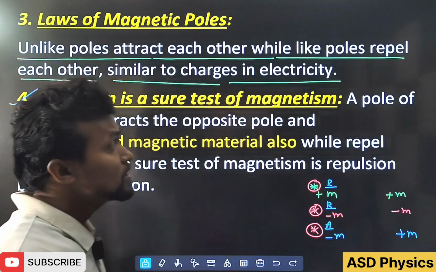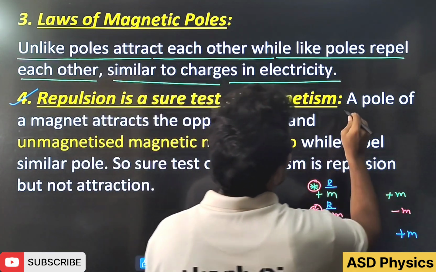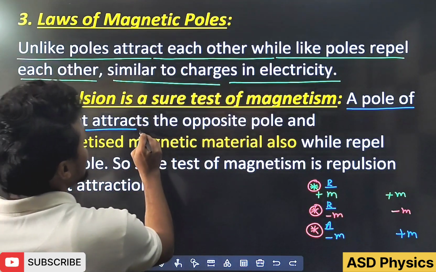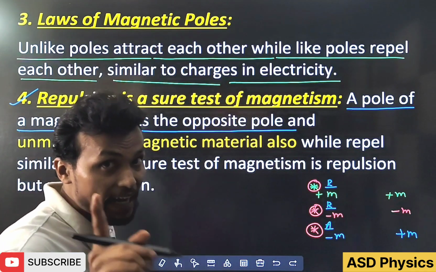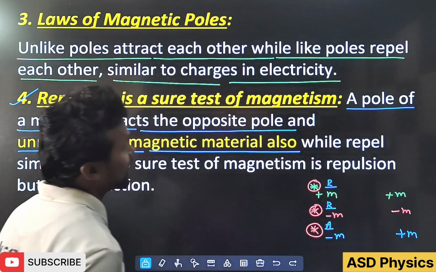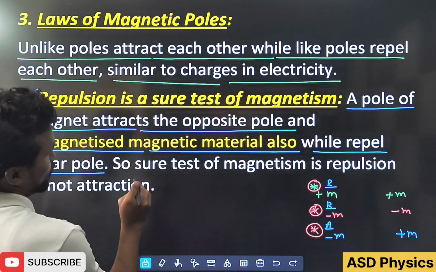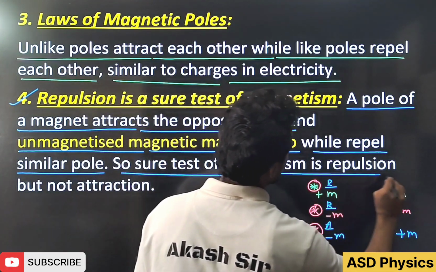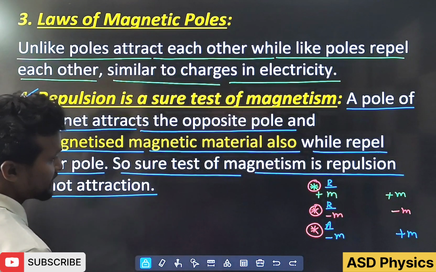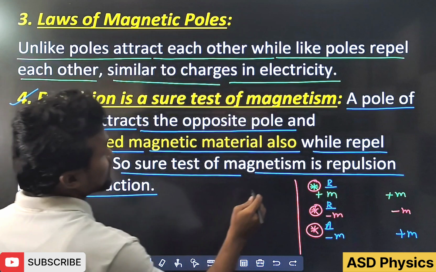Fourth one, repulsion is a sure test of magnetism. How can we tell? A pole of a magnet attracts the opposite pole, and most important, unmagnetized magnetic material also, while it repels a similar pole. So the sure test of magnetism is repulsion but not attraction. What is it telling here?